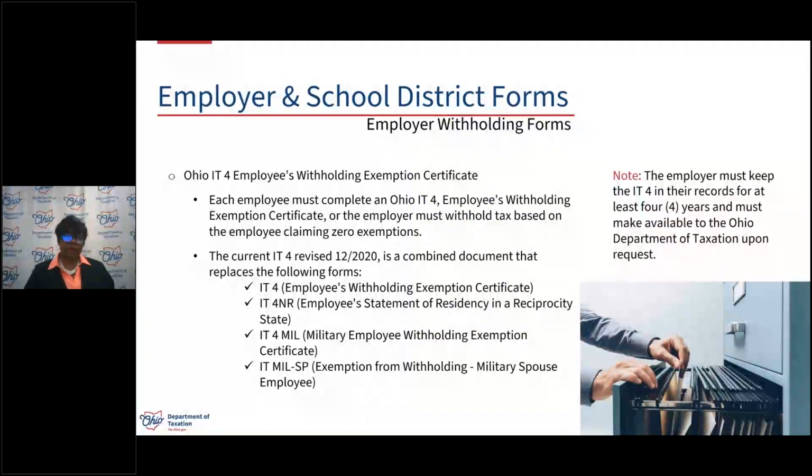I apologize. The current IT-4 was revised in December of 2020. It is a combined document. It replaces our original IT-4 Employees Withholding Exemption Certificate, the IT-4NR, which identifies our reciprocity state employees, the IT-4MIL for military employees, and the IT-MILSP for military spouse employees.